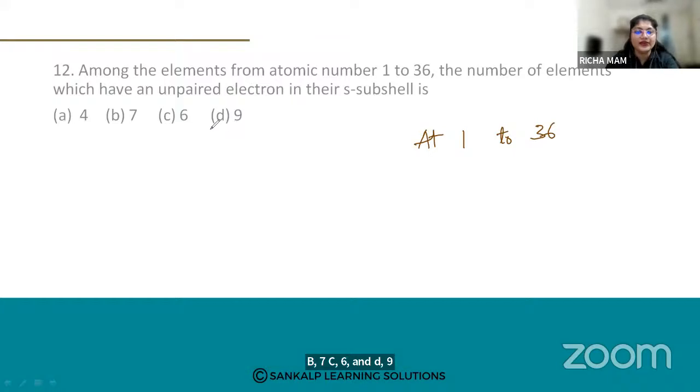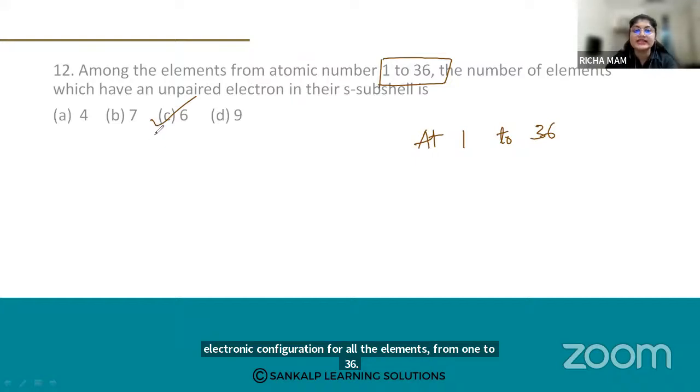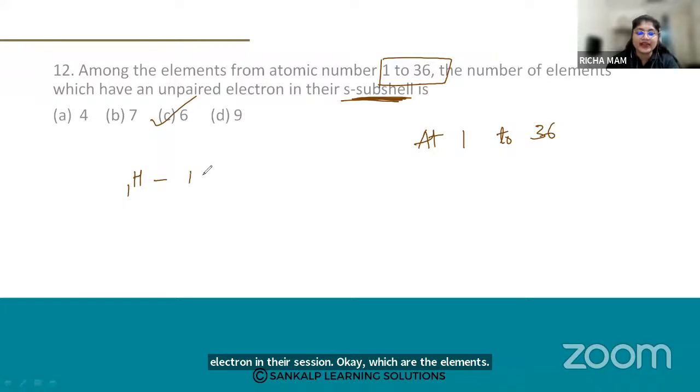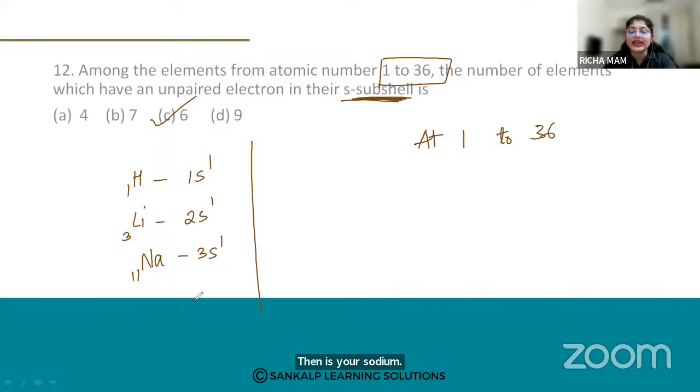When you write the electronic configuration for all the elements from 1 to 36, there are 6 elements which have an unpaired electron in their s subshell. First is hydrogen, having 1s1. Then lithium, with outermost configuration 2s1. Then sodium, which has 3s1.